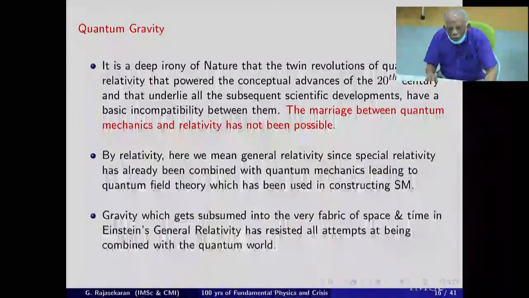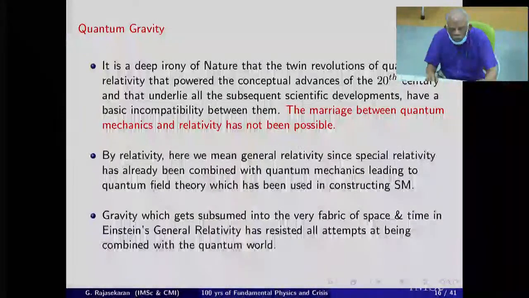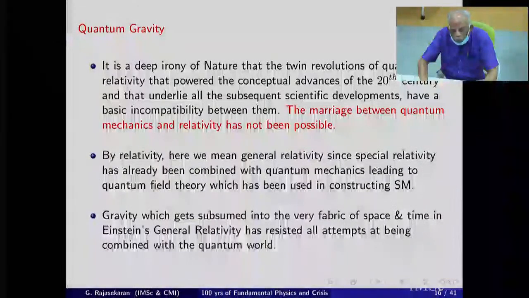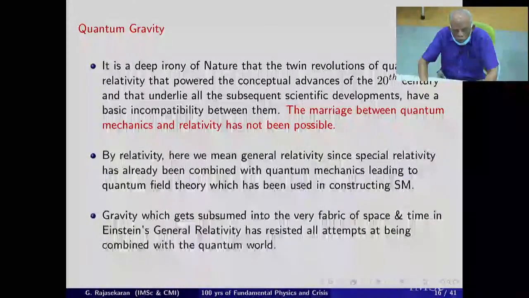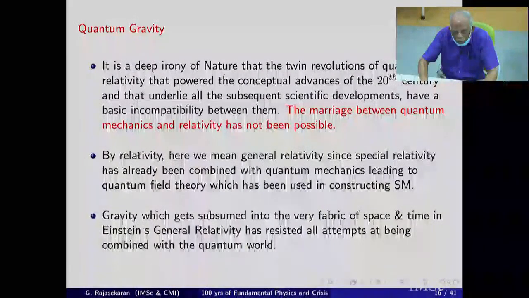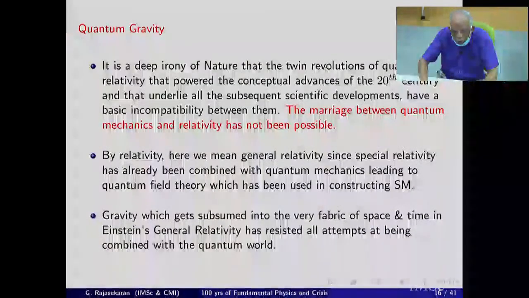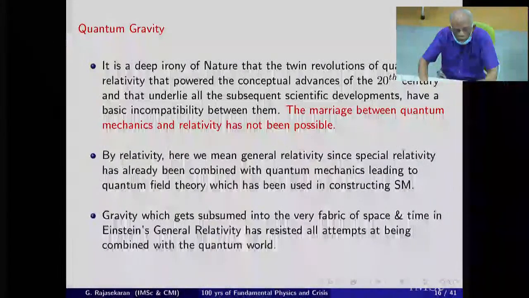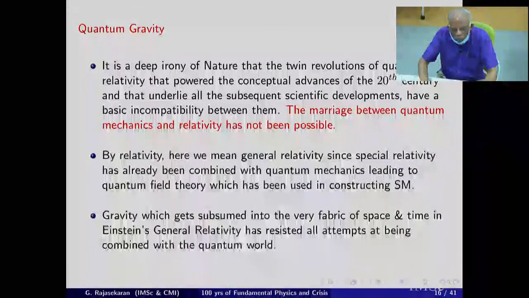Gravity, which gets incorporated into the very fabric of space and time, namely the curvature of space-time, is gravity in Einstein's general theory. And that has resisted all attempts at being combined with the quantum world. So quantum gravity has become the most fundamental problem of physics, and the most successful attempt to construct quantum gravity is string theory. Actually, string theory offers much more than a quantum theory of gravity. It provides a quantum theory of all the other forces too. In other words, it can incorporate the standard model of high energy physics also within a unifying framework that includes gravity. So I will say a little bit about string theory.